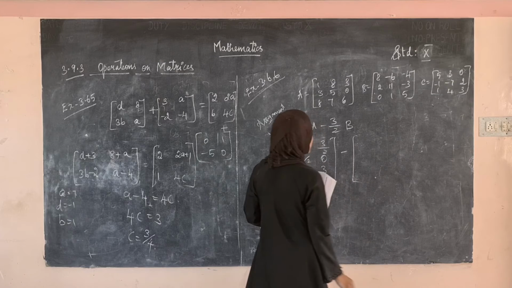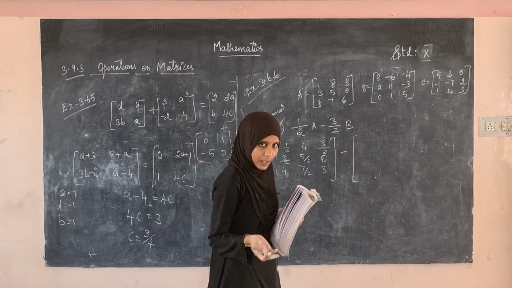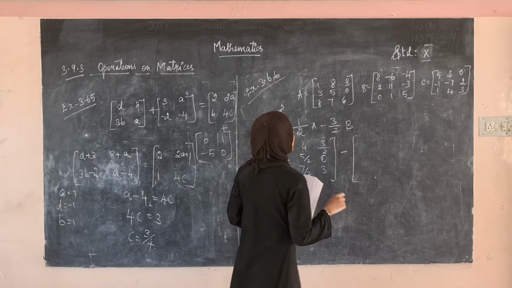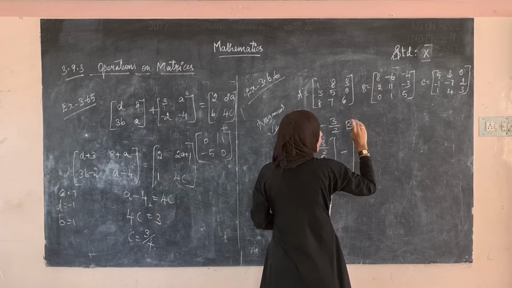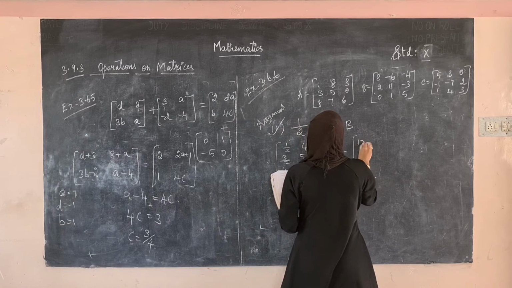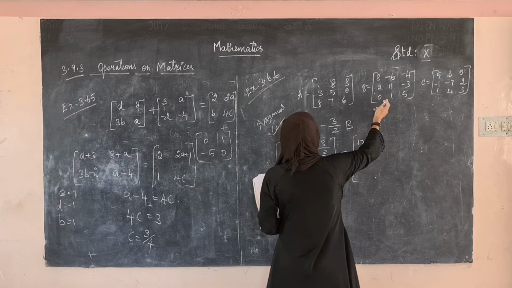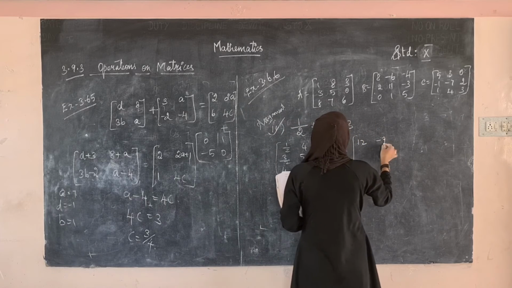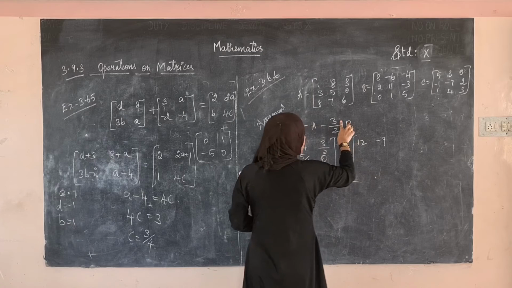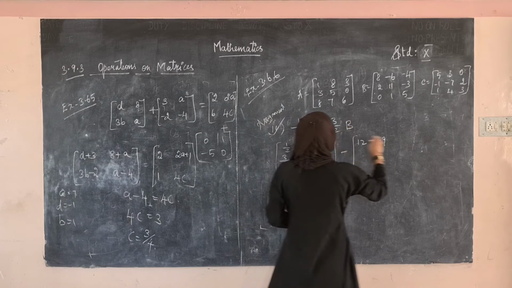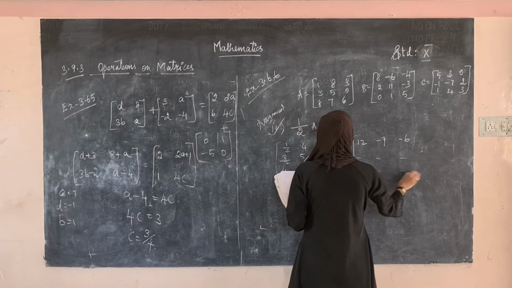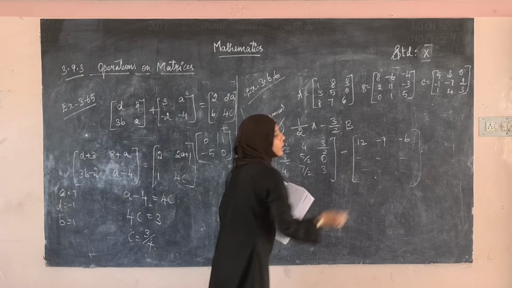What you have to do with B? You have to multiply 3 with B and again divide by 2, okay. 8 into 3 is 24, 24 divided by 2 is 12, okay. Minus 6 into 3 is minus 18, minus 18 divided by 2 is minus 9, minus 4 into 3 is minus 12 divided by 2 is minus 6. Likewise, you have to find all the other elements and you have to subtract the elements.